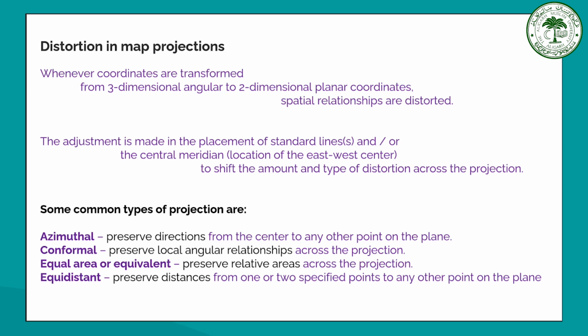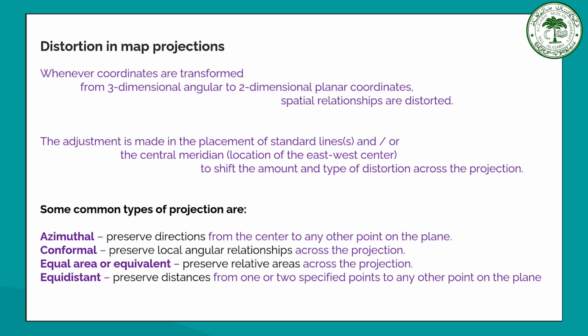Some common type of projections are, for example, azimuthal. They preserve directions from the center to any other point of the plane. The conformal, they preserve the angular relationship across the projection. The equal area or equivalent area projection, they preserve relative area across the projection. And equidistant projections, they preserve distances from one or two specified points on the flat plane. So it depends. If more appropriate scale is required, then we would use the equidistant projection. And if we want to protect the area, then we will go for equal area. So azimuthal would be preserving the directions.